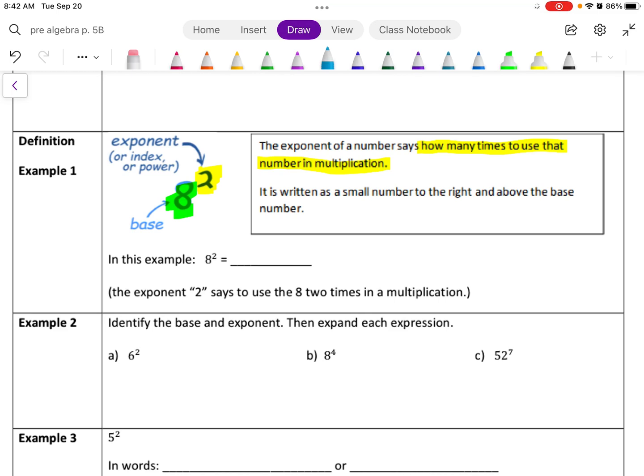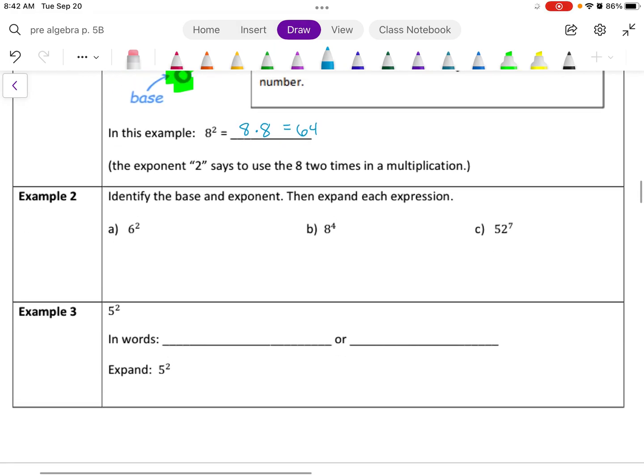So if we have 8 squared, or 8 to the second power, that means we're taking 8 and multiplying it by itself twice. So the exponent 2 says to use the 8 two times in multiplication. And we know that 8 times 8 is 64.